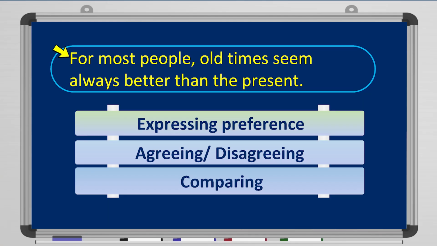This brings us to the second example. For most people, old times seem always better than the present. So someone's telling you, oh, the old times are so much better than now. How would you respond? You can either express preference. I prefer the present time. Or I prefer the past times. You can agree. I agree with you. I'm sorry, I disagree with you. I have another opinion. Or you can compare. In the past, there were many lovely activities, but nowadays we have even nicer ones. Or I think the past times are better than the present times.